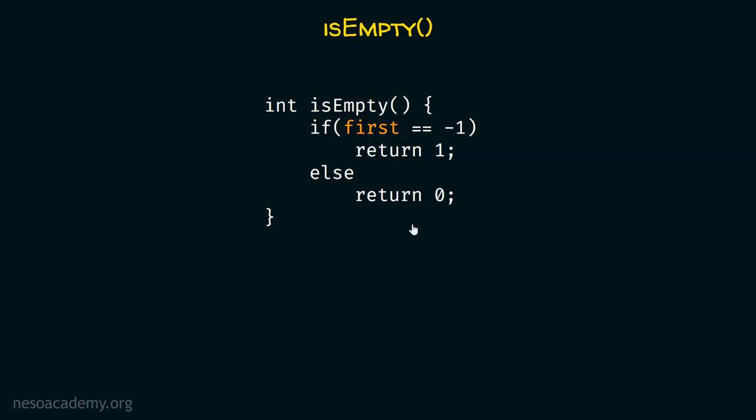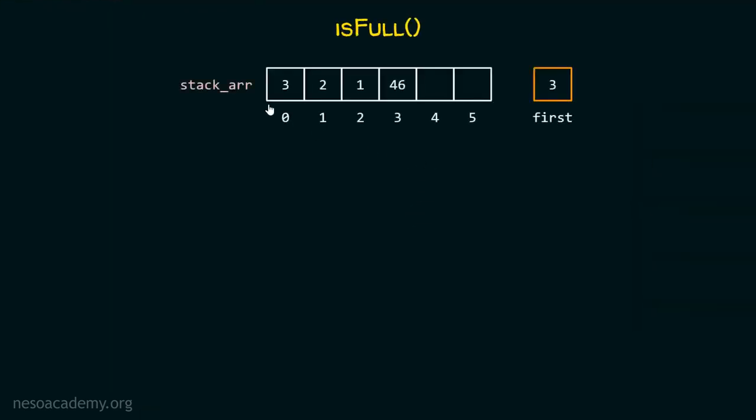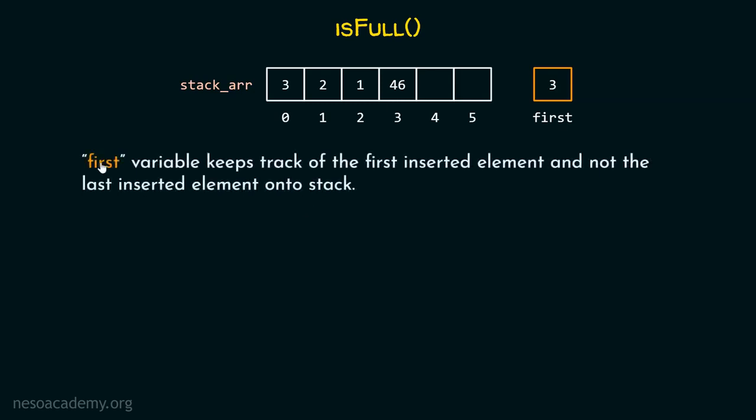Now, after writing isEmpty function, it's time to write isFull function. Let us assume this is the current state of the stack. And you can see that the first inserted element is at index 3. Therefore, the first variable must hold this value 3. And here the topmost element is 3, right? First variable keeps track of the first inserted element and not the last inserted element onto stack.